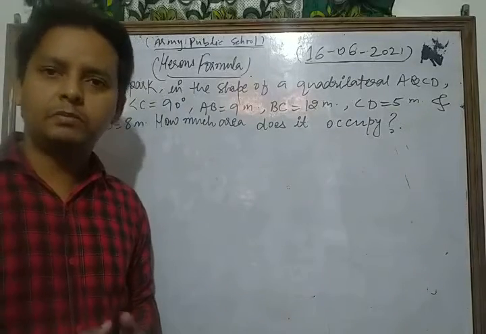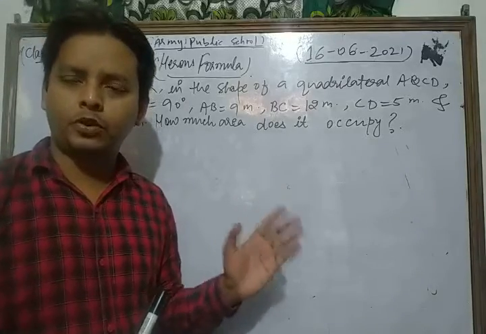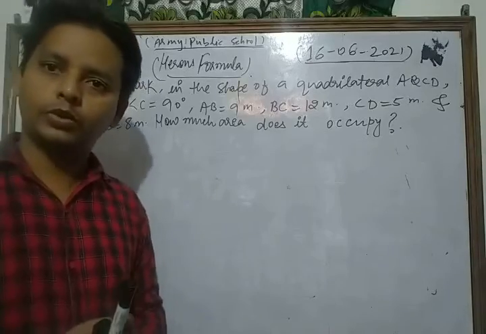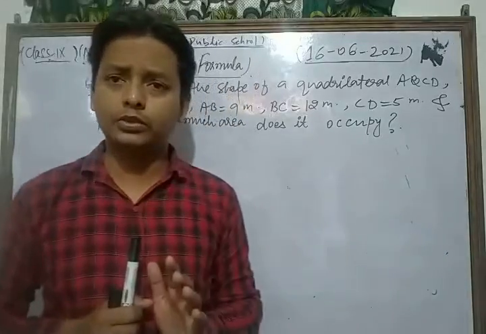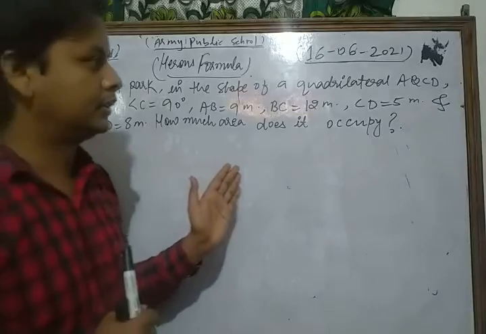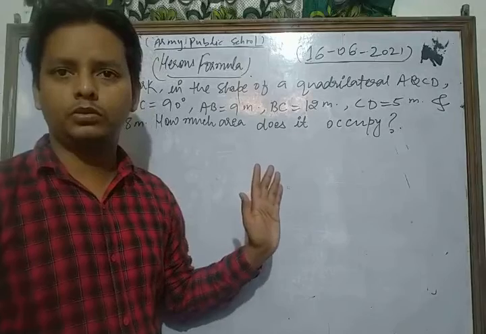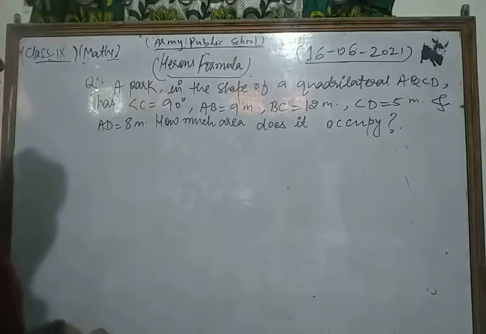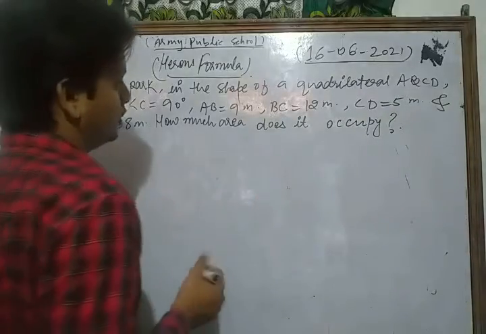Next one, this is a very important question related to the chapter Heron's formula. This is one of the most important questions of your syllabus. Now first of all, what do we do for this question? Dear students, first of all we draw the figure according to the question. We draw a park ABCD, in the shape of a quadrilateral, in which angle C is equal to 90 degrees.